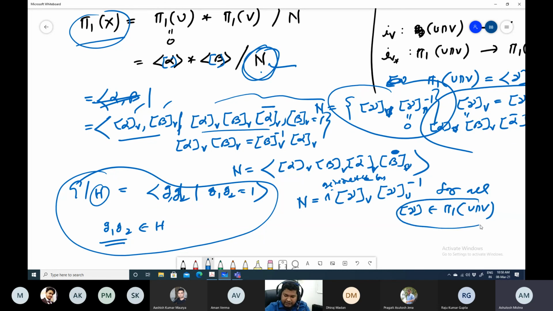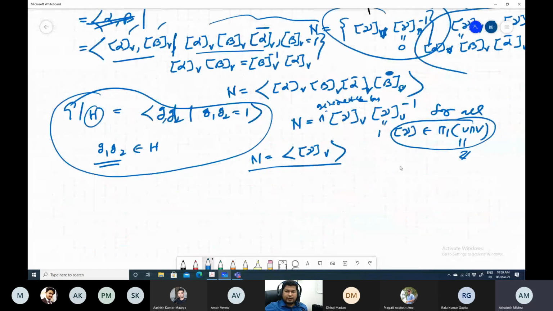Now we know that this has only a single element because that is Z. So N will be the group generated by this gamma v, because that is identity and gamma is a single element. So N is generated by this one only. Is that clear? N is generated by this one only because that part is identity, and we have only one gamma in this. So N is generated by this group. Is that fine?